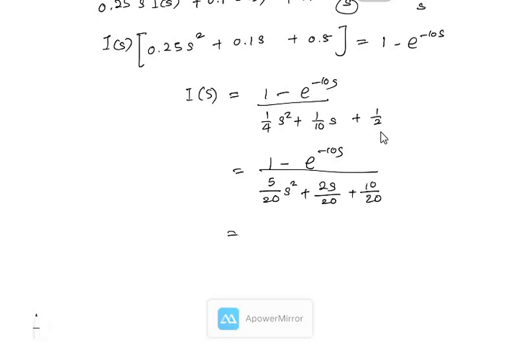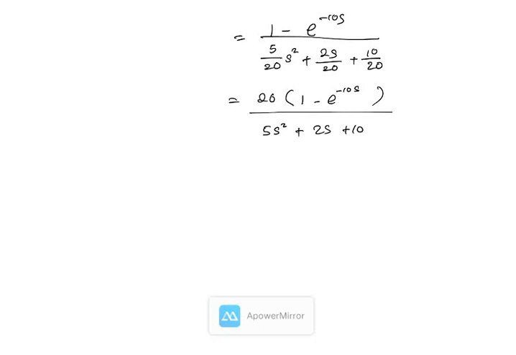So when I bring up the 20, I have 20 multiplied with (1 minus e^(-10s)) divided by s times (5s squared plus 2s plus 10). For this denominator, we can solve it in this way. 5s squared plus 2s plus 10 can be factorized like this.